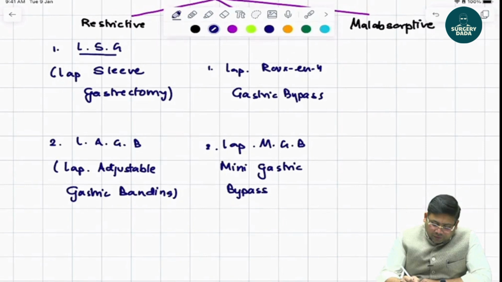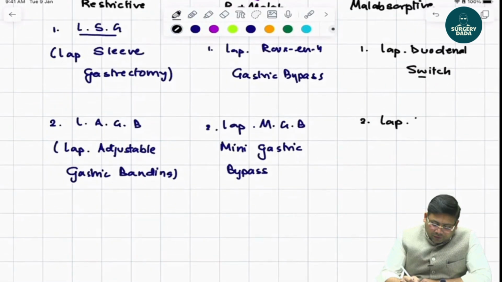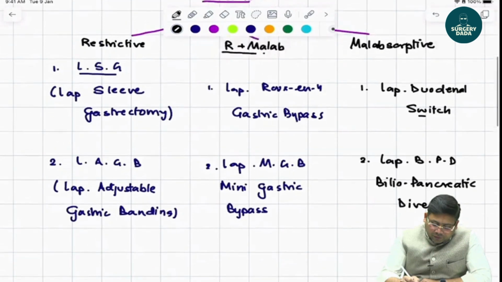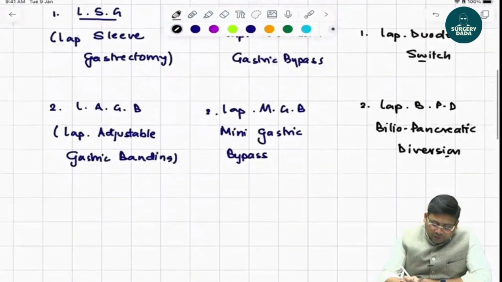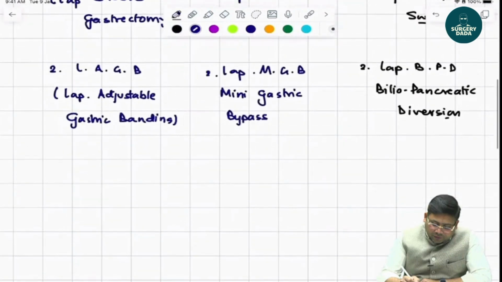The third is the malabsorptive category surgeries. What are the malabsorptive category surgeries? First we have laparoscopic duodenal switch. I will be discussing something about them, so don't worry. And the second is laparoscopic BPD. What is BPD, students? Biliopancreatic diversion. This is the classical surgery that we have, and they are having their own category, the malabsorptive category.